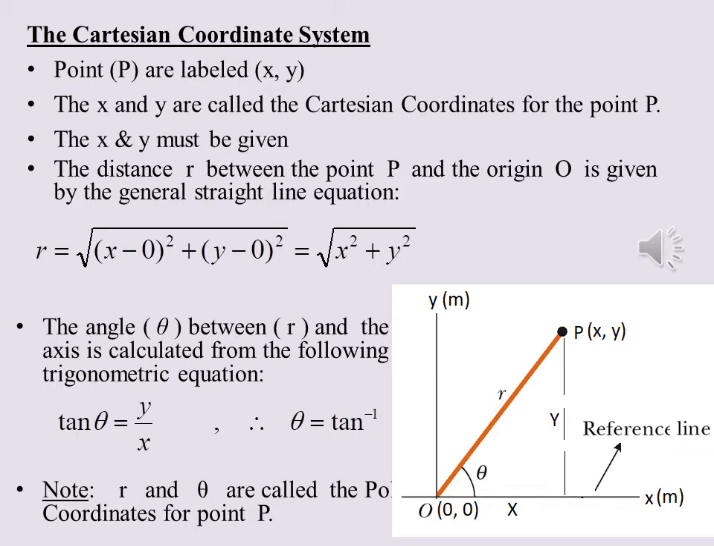Point P is labeled x, y. The x and y are called the Cartesian coordinates for the point P. The x and y must be given to you. The distance r between the point P and the origin O is given by the following general straight line equation. The angle, theta, between r and the x-axis is calculated from the following trigonometric equation. Note, the r and theta are called the polar coordinates for point P.